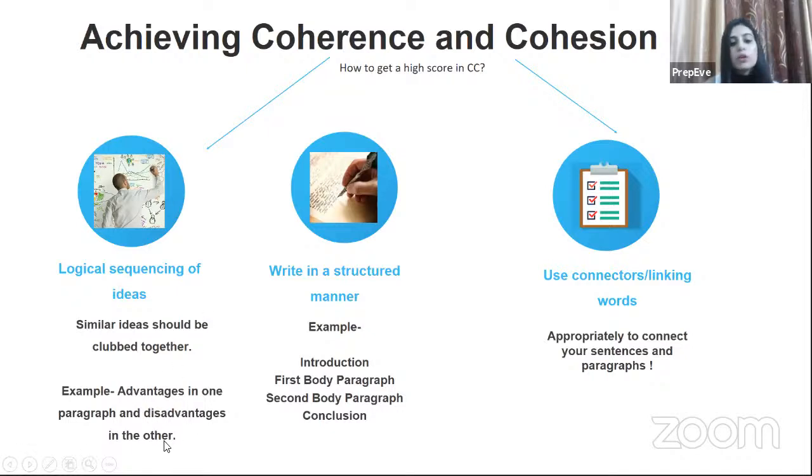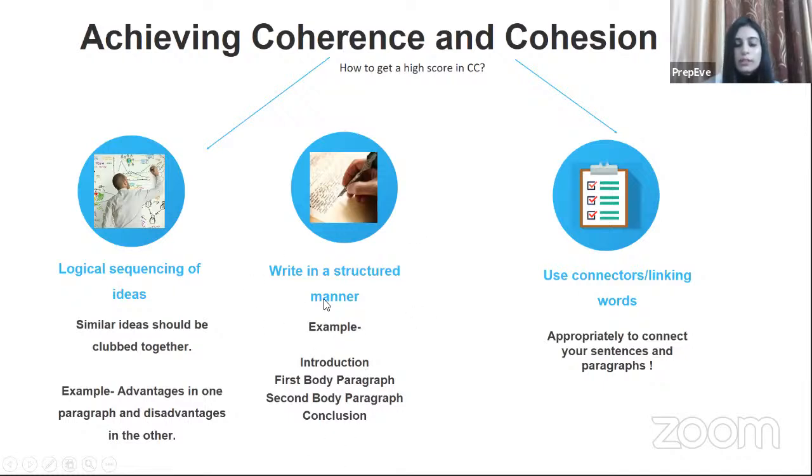Similarly, when you're clubbing your ideas, similar ideas should be clubbed together. All right? All good, all clear here. So if someone is writing problem, solution, similarly cause, effect, a lot of students might be doing that, I'm not sure. So if you're writing cause, effect alternatingly, don't do that. Causes should be in one paragraph and effects should be in the other paragraph. Then write in a structured manner.